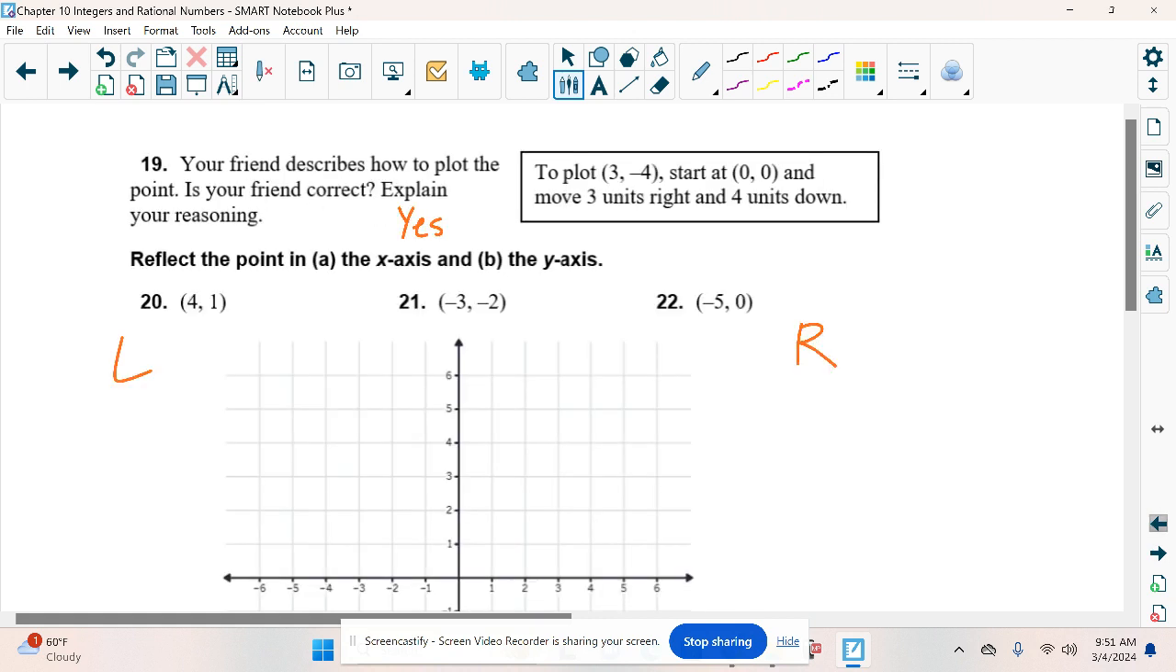We're gonna stop right there. All right, and we're gonna go ahead and let you start on some of your IXL assignments.